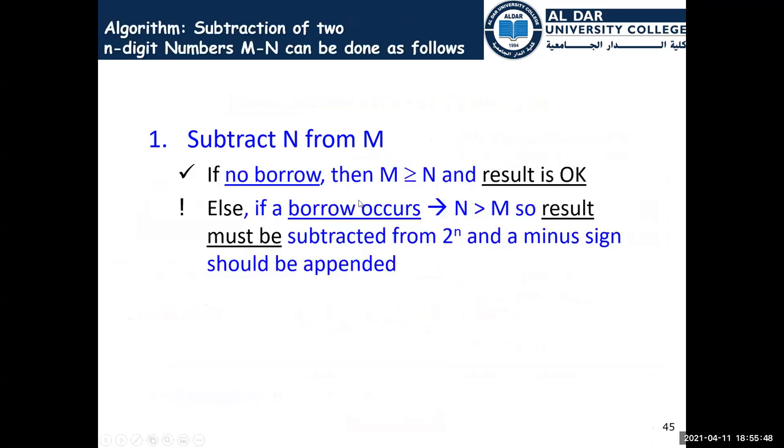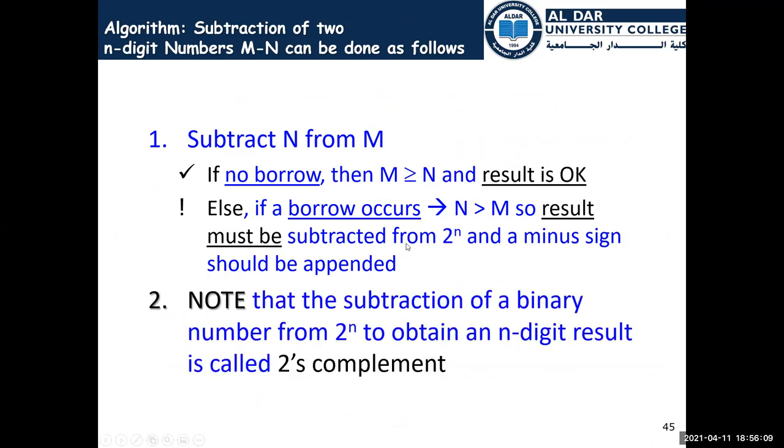If no borrow occurs, then M is greater than N and the result is okay. If a borrow occurs, this means N is greater than M, so the result must be subtracted from 2 to the power N, and a minus sign should be appended, as I told you about the previous representation of decimal addition and subtraction.